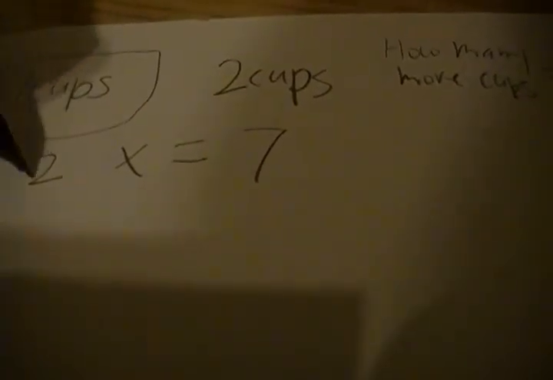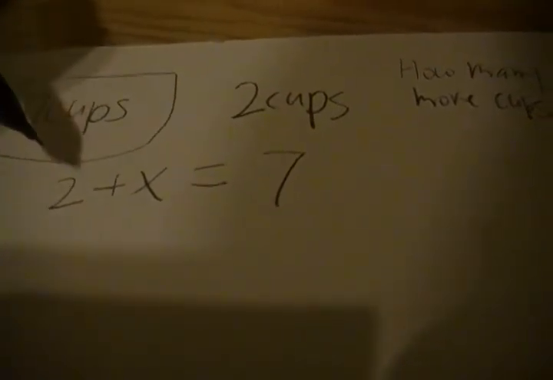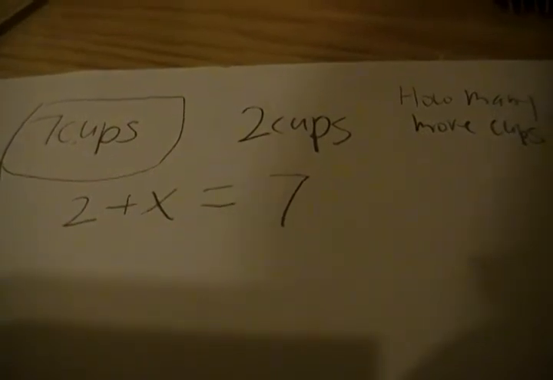So do we do 2 times x? No, in this case, what we do is we just add. So we want to know what 2 plus how many cups we need should equal 7 cups, which is what the recipe calls for. So this problem isn't too hard to solve, is it now?